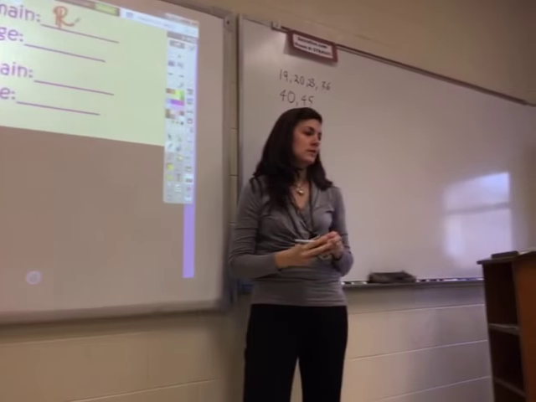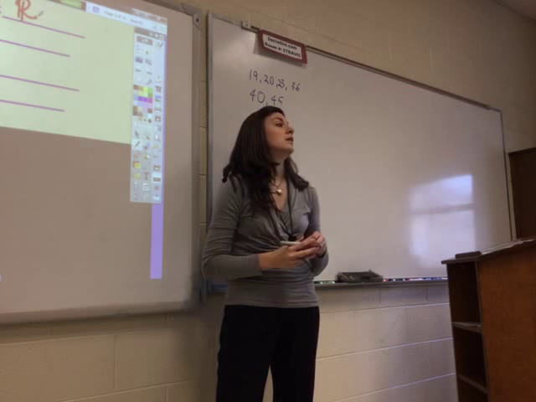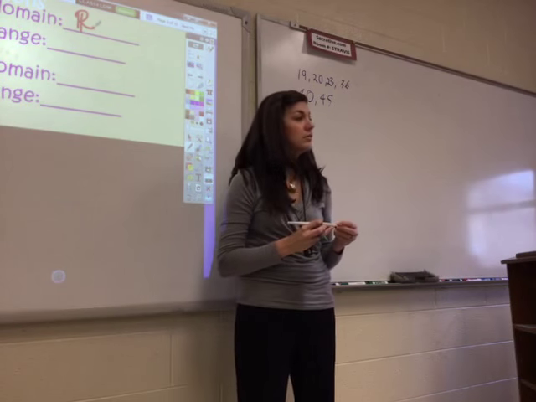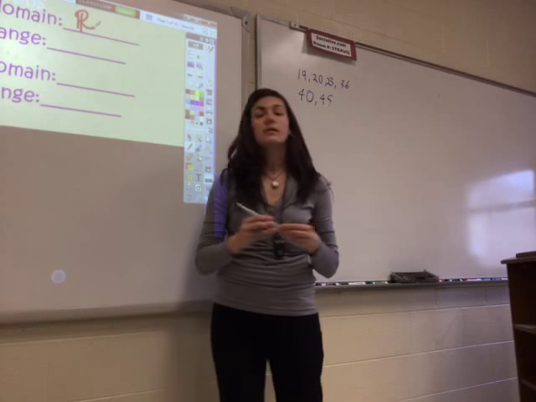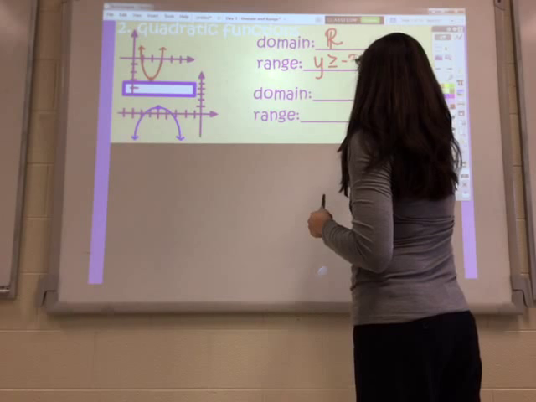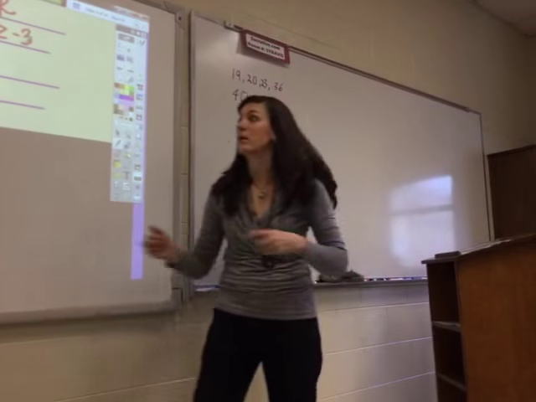Is it y is greater or equal to -3? Y is greater than or equal to -3. Do you agree with Megan? Yeah. I'm going to write it. Y is greater than or equal to -3. It could be any value above -3. It's any value above -3.